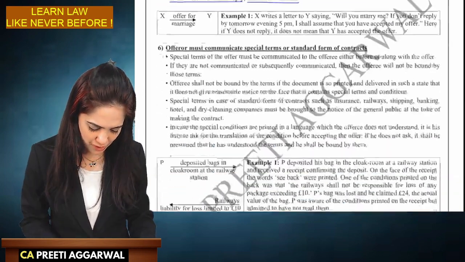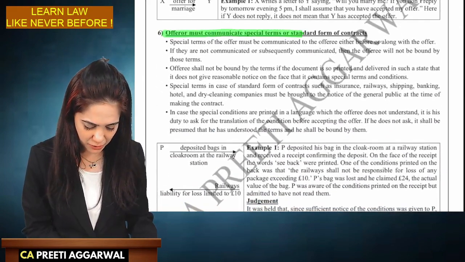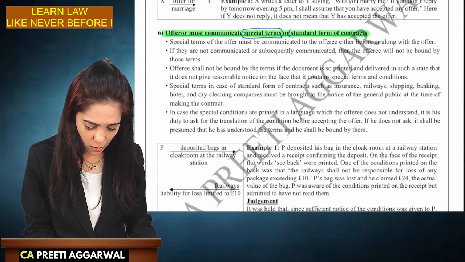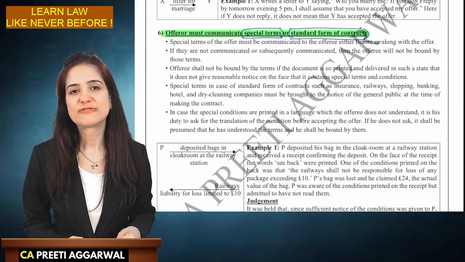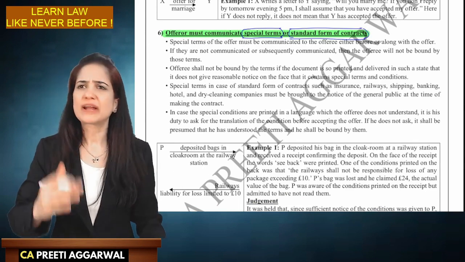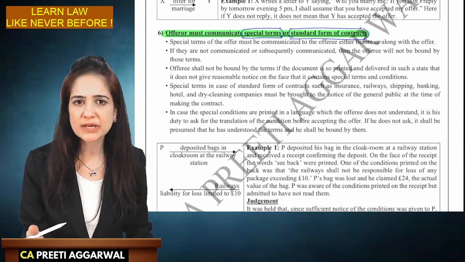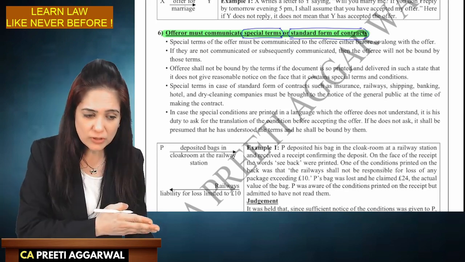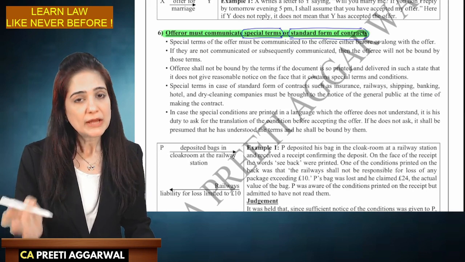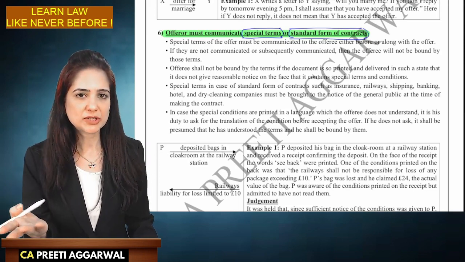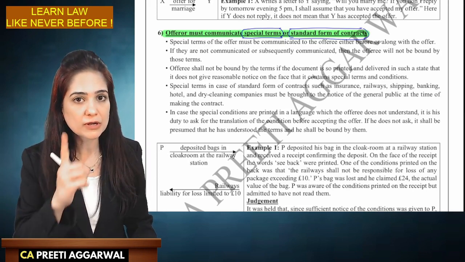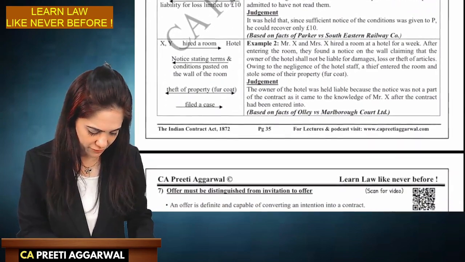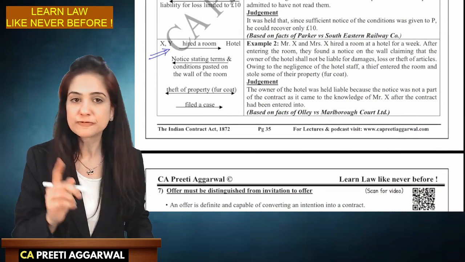The next rule is that offerer must communicate certain special terms or standard form of contract. See, if there are certain special terms, conditions, they must be communicated along with the offer, either before or along with the offer. If you don't communicate the terms and conditions, then the offeree is not bound by those terms. There is a very beautiful example over here. I will discuss example 2 first.